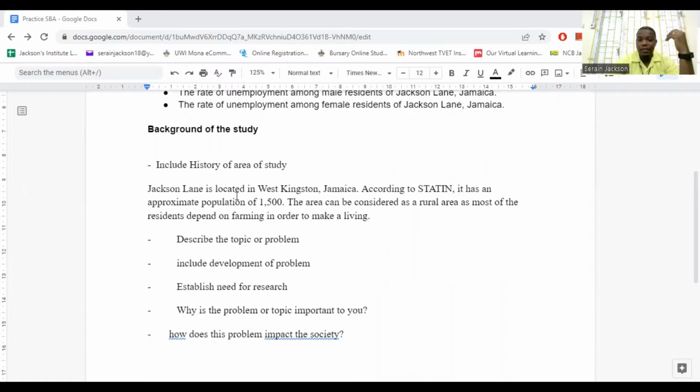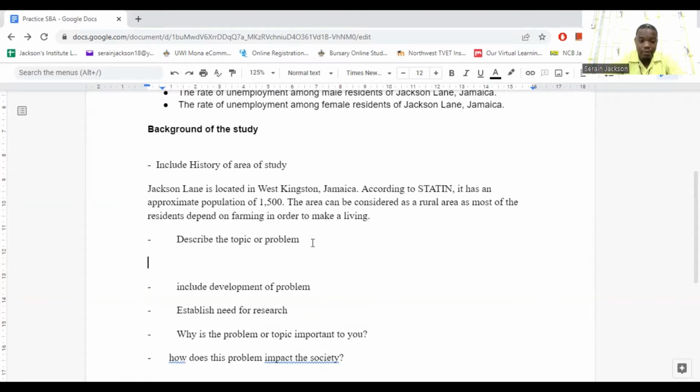The area can be considered a rural area, as most of the residents depend on farming in order to make a living. And these three sentences could be your brief history of the area, or the business that you are studying. Maybe you have more, fine. For the background of the study, you should have maybe about 2 paragraphs. That should be able to do it.